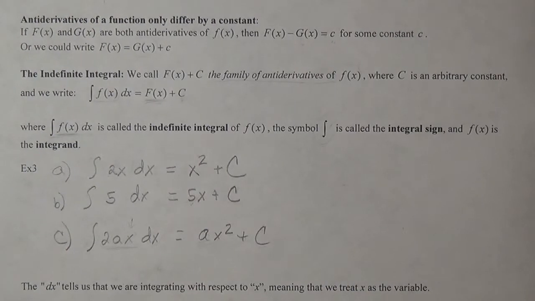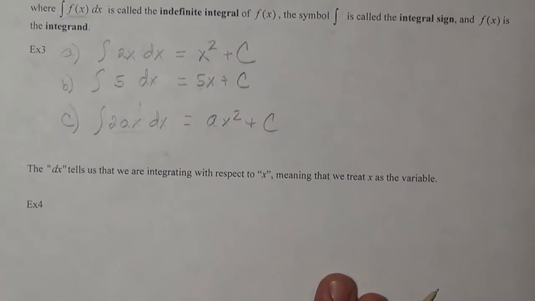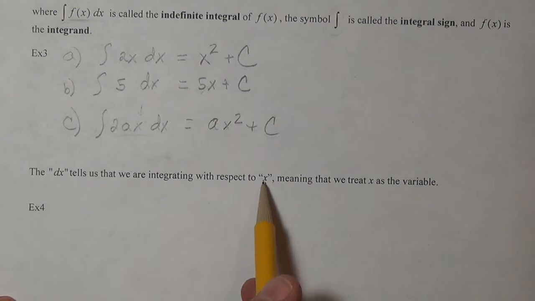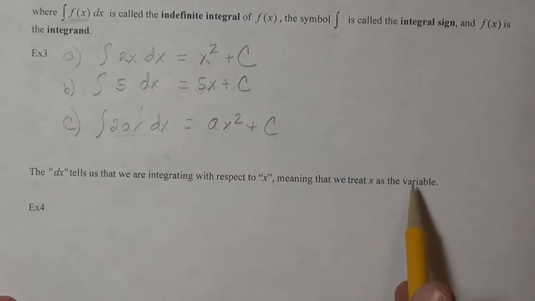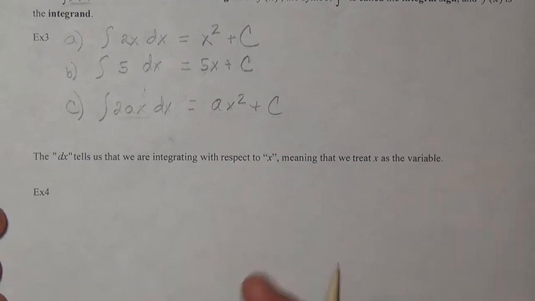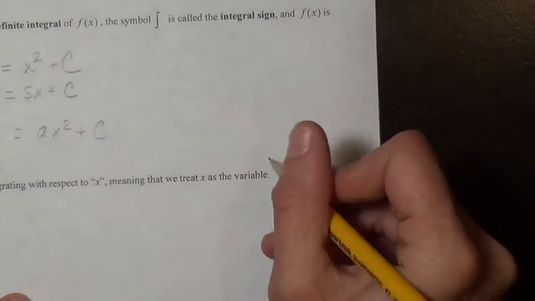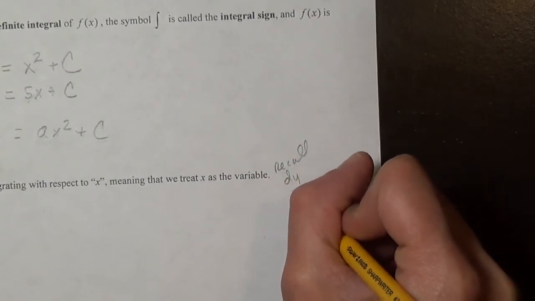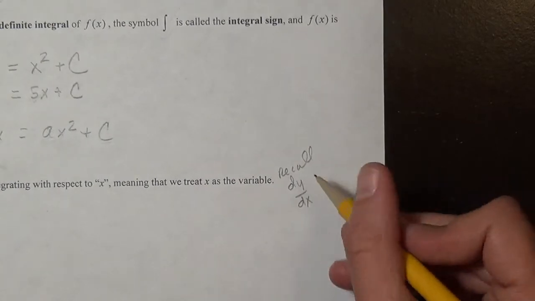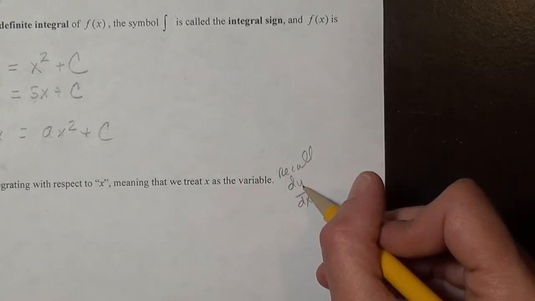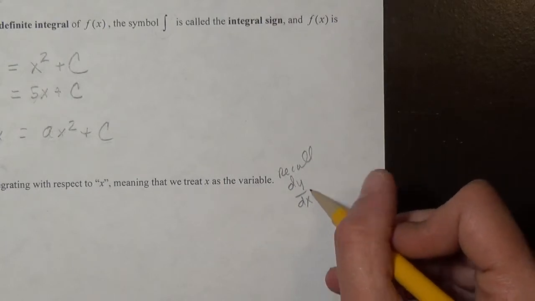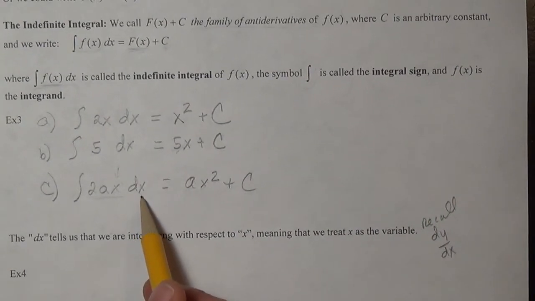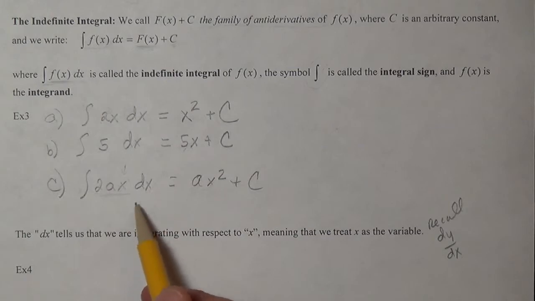Now note the dx that we see here is telling us that we are integrating with respect to x, meaning that we're treating x as the variable. Just on a side note, you don't have to write this, but if you recall the notation dy dx when you were taking derivatives, this told us that we were taking the derivative of the function y with respect to x, so x was our variable. Here it's the same thing. The dx is telling us which variable we're integrating with respect to.